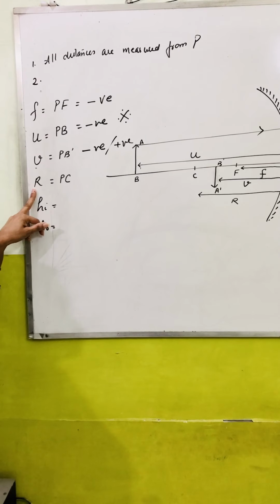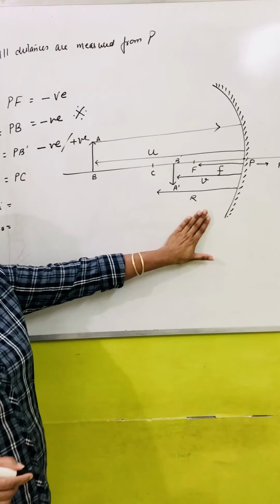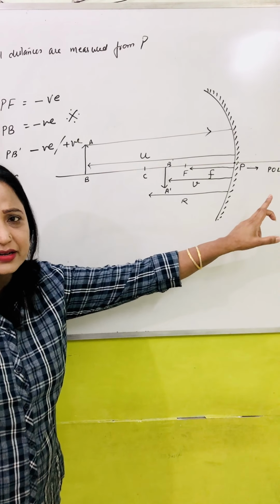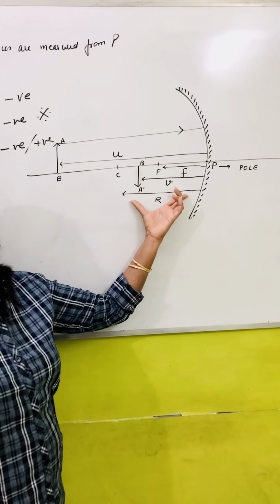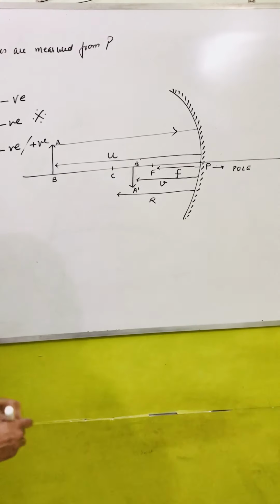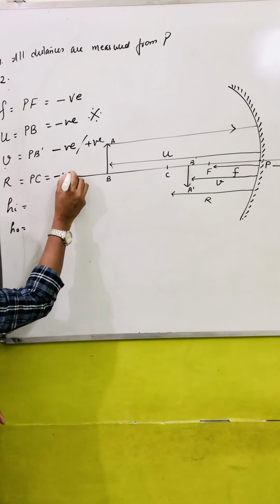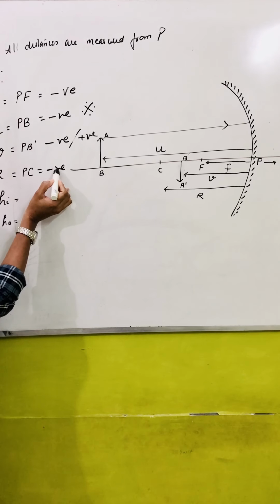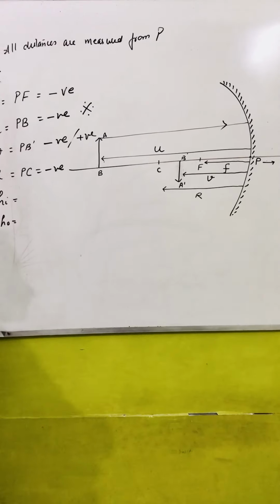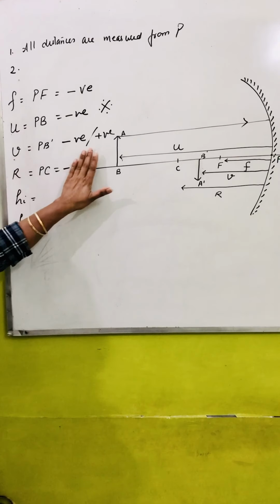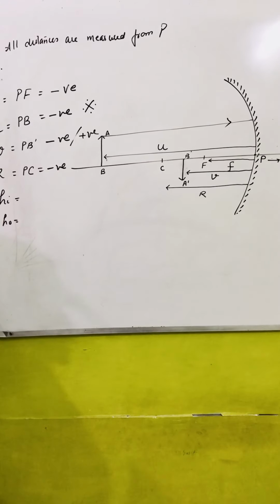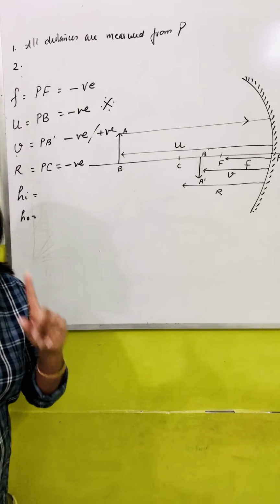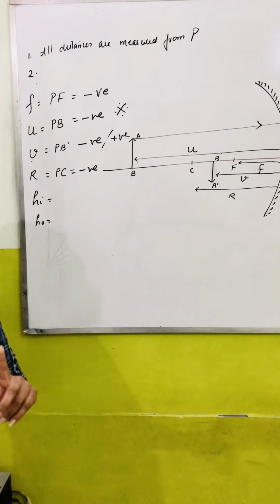Coming to the radius of curvature. Now this is the mirror, its center will be on this side; the center is not going to go the other way. So radius of curvature again for a concave mirror will always be negative. So U will always be negative, F will always be negative, and R will always be negative. But the image distance can be positive, it can be negative. It depends upon which ray diagram we are talking about.